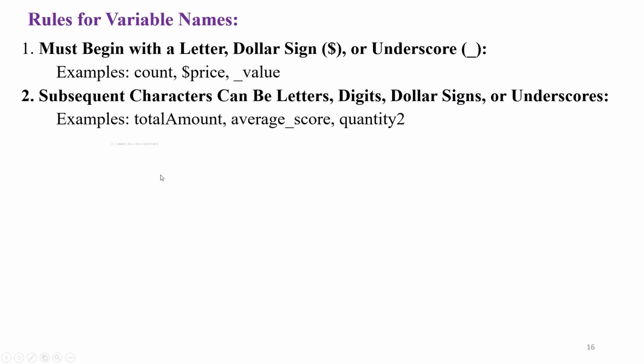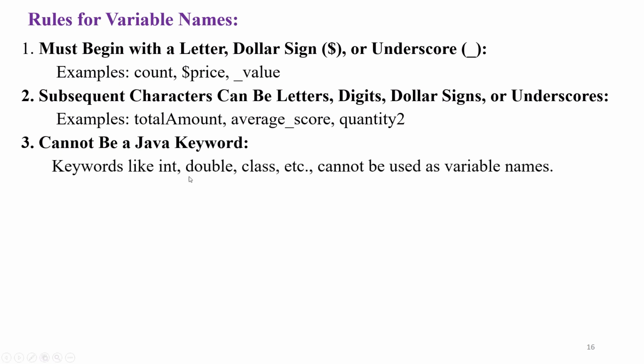Rule 3, a variable name cannot be a Java keyword. There are many keywords in Java that are used for special purposes. For example, int cannot be a variable name because int is a keyword used to decide the data type of a variable. Rule 4, variable names are case-sensitive, meaning that uppercase letters have totally different meaning than lowercase letters in a variable name.